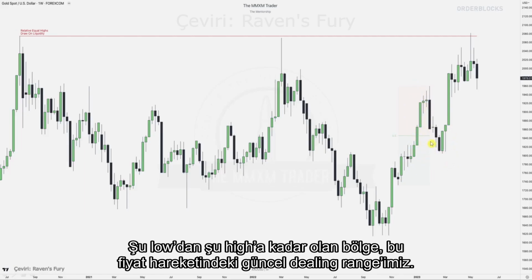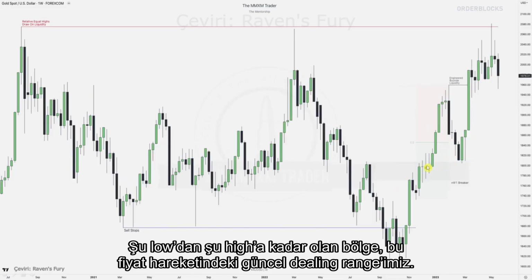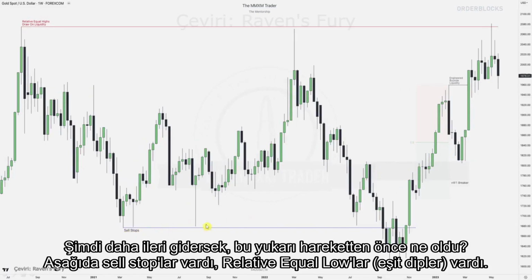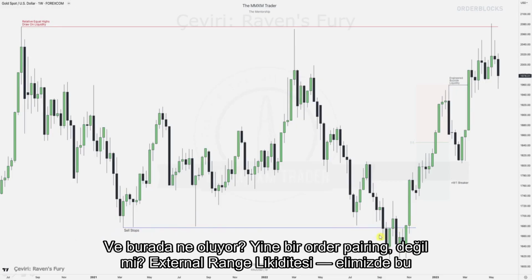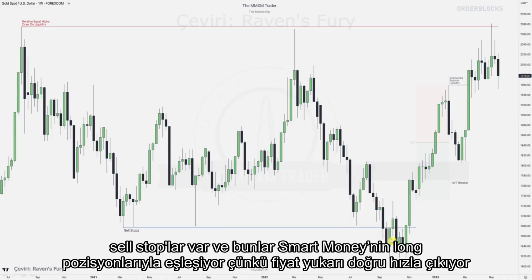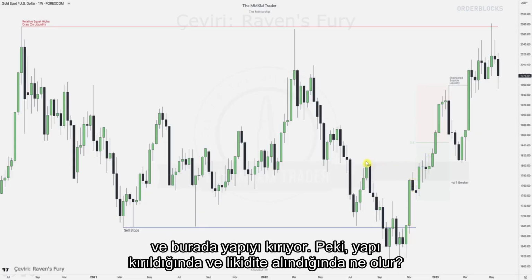Now, if we go further, what happened prior to this move up, right? Sell stops down here, relative equal lows. And what happens over here? Order pairing again, right? External range liquidity. We have these sell stops again paired up with the long positions from smart money. Price displaces up higher and higher and higher, breaking structure up here.